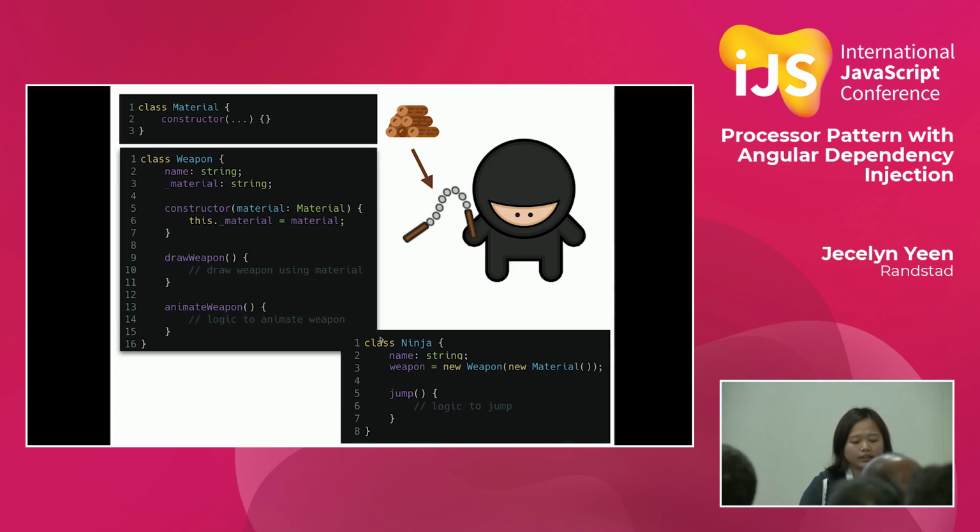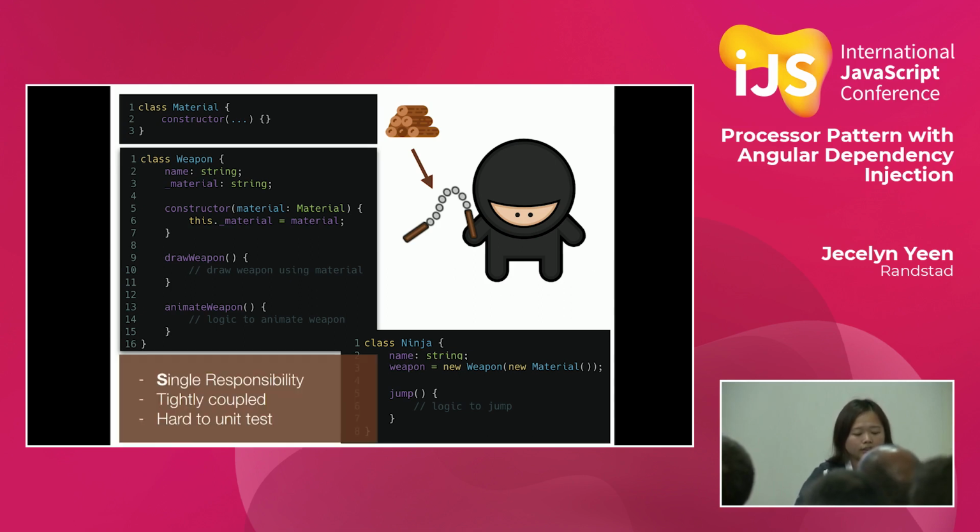And then for our Ninja class, when we create a ninja, the ninja will have a name. And for the weapon, we need to instantiate this. Without dependency injection, this is how we need to instantiate that. But this is not very good, because if we follow the programming principle SOLID, this violates the single responsibility because the ninja actually knows too much about weapons. It's not supposed to know the material of the weapons because the ninja only cares about the weapons. And it's actually tightly coupled because you couple the Ninja class with Weapon and Material. And this makes it a little bit hard to unit test.